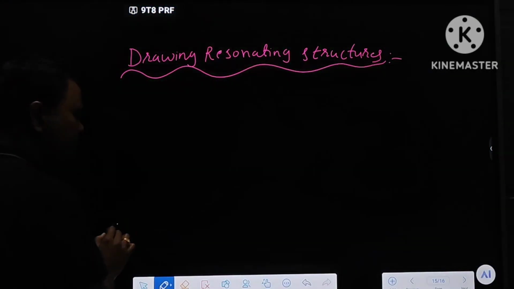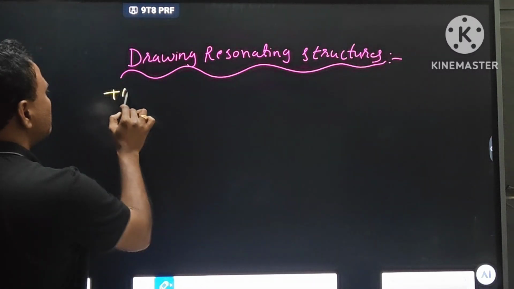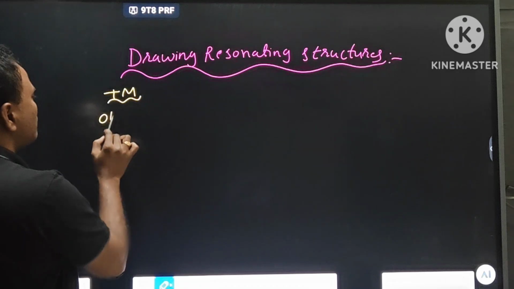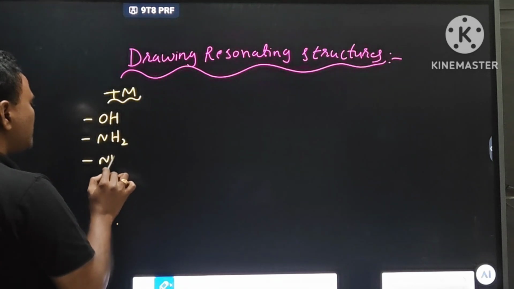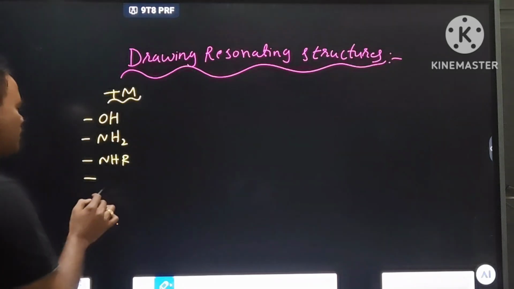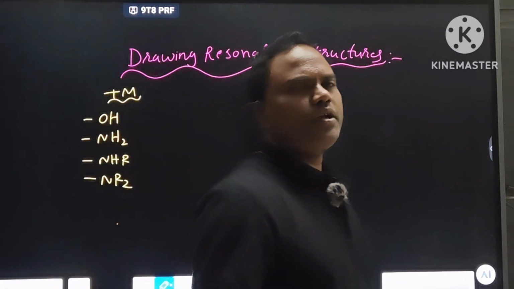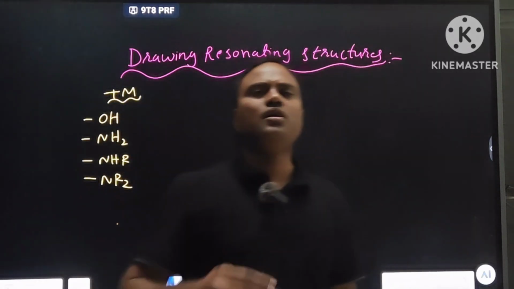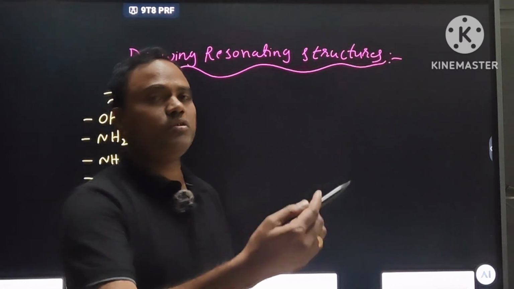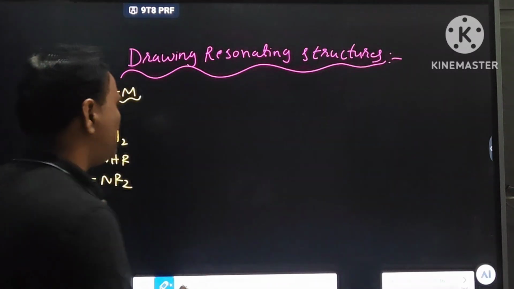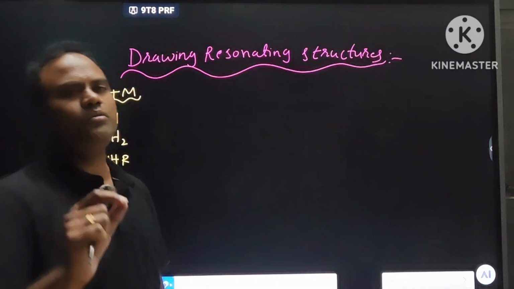We know what are plus M groups and what are minus M groups, right? Again, I am writing some important plus M groups. OH is plus M, NH2 is plus M, NHR, NR2. I have given some plus M groups, right? Let us see the order of plus M. In the inductive effect, I gave the order of minus I groups and plus I groups. Here also I'll give you only a few groups in order, and those are the important ones. Let us see.